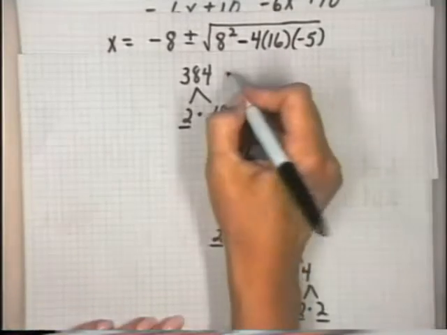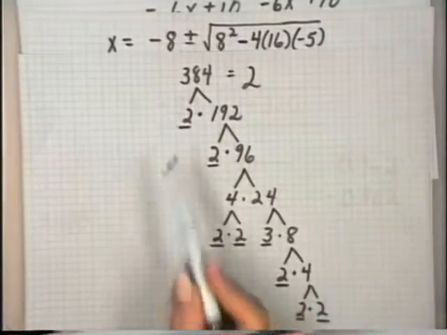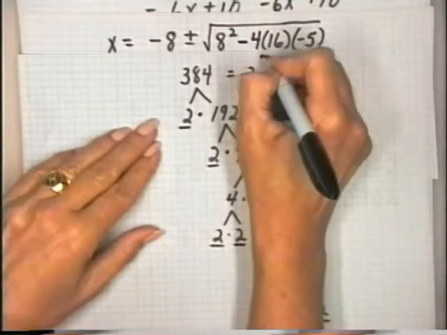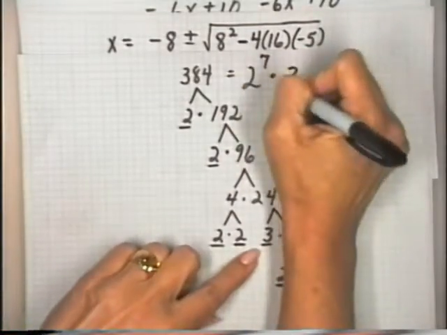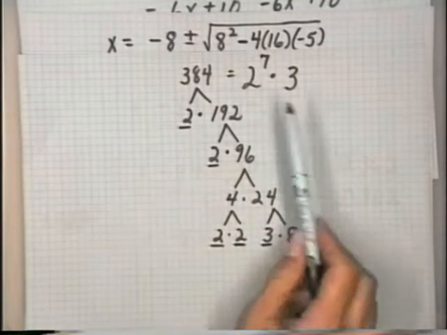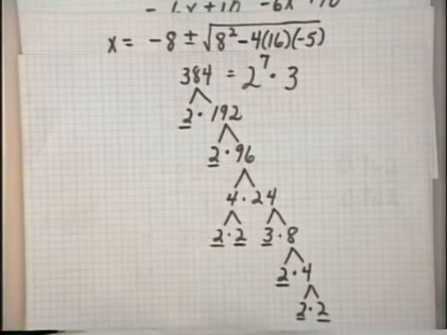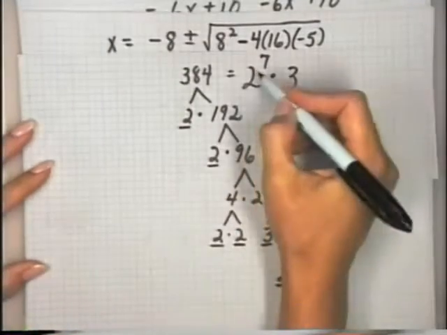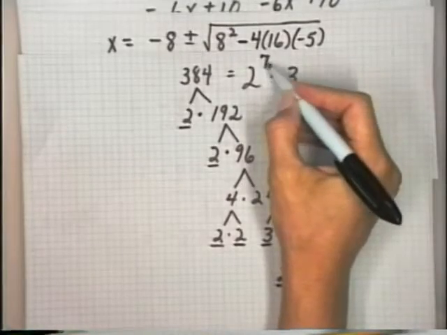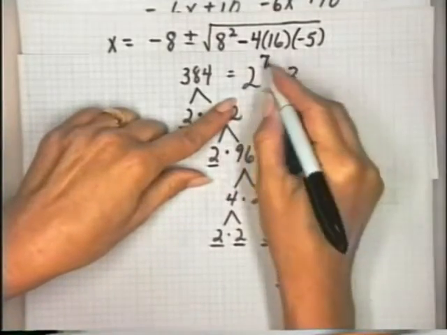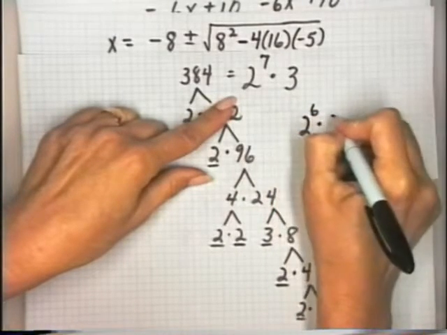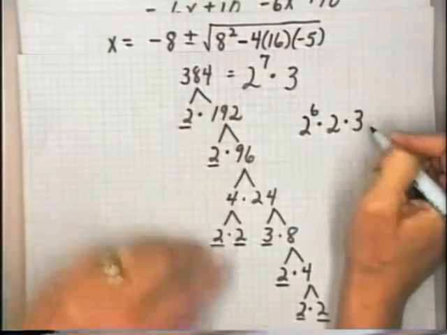So let's see what we've got here. How many of these 2's do we have? 1, 2, 3, 4, 5, 6, 7. So that would be 2 to the 7th times 3, and if you want to check, figure out what 2 to the 7th is and multiply it times 3, and it should give us 384. Of course, we know we're looking for perfect squares, and perfect squares are even powers, so we want to break this 2 to the 7th up as 2 to the 6th times 2 times 3.